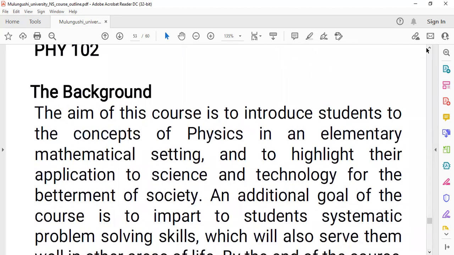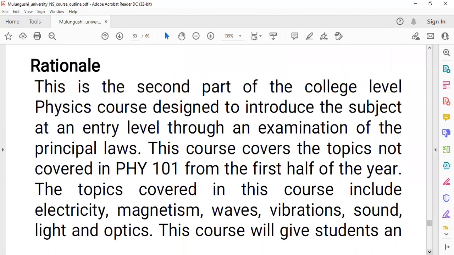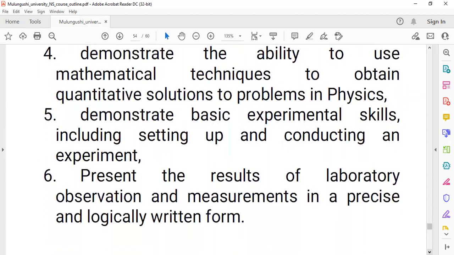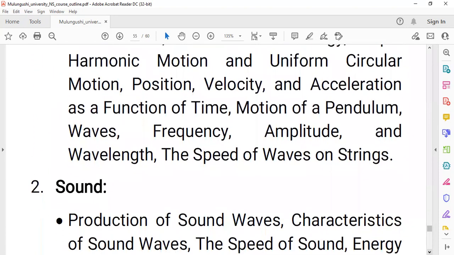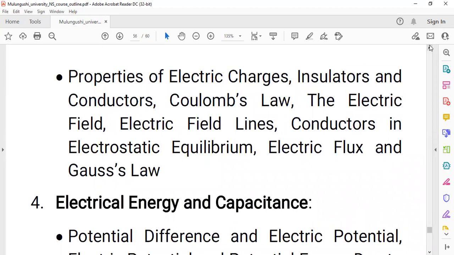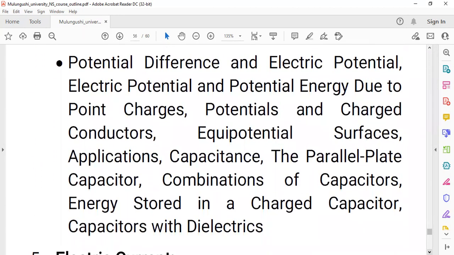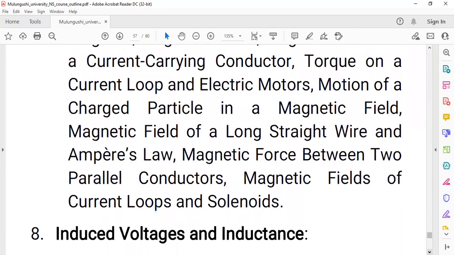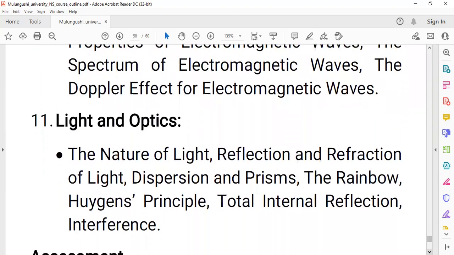So, Physics Introductory 2, which is PHY102. Let's look at the course outline. Vibrations and waves, where you expand on energy waves, and sound as a wave on its own. Then electricity: we're going to look at electric forces and electric fields, electrical energy and capacitance, electric current, direct current (DC), induced voltages and inductance, alternating currents, electromagnetic waves, light and optics.